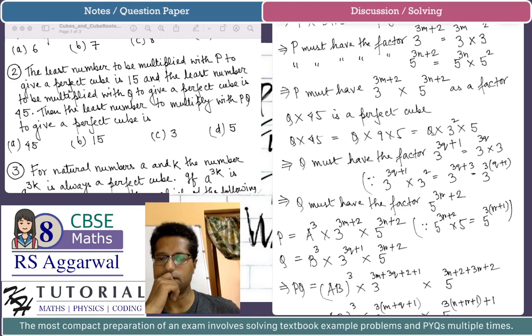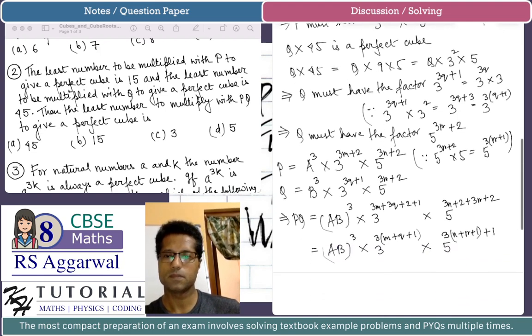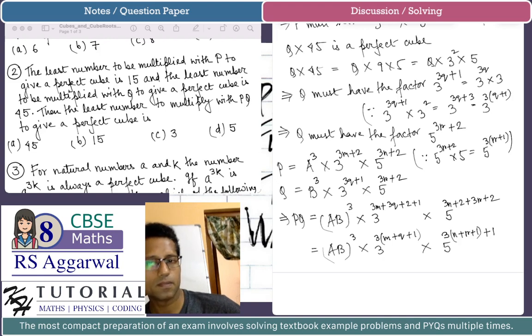So now we can say that the number p should be of the form a cube, where a is some natural number, a cube multiplied by the factors of 3 and 5 in powers as 3 to the power 3m plus 2 multiplied by 5 to the power 3n plus 2, and q must be of the form b cube for some natural number b, and it must have the factors of 3 and 5 in powers as 3 to the power 3q plus 1 and 5 to the power 3r plus 2.